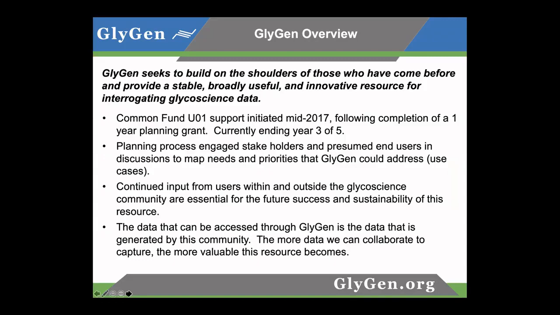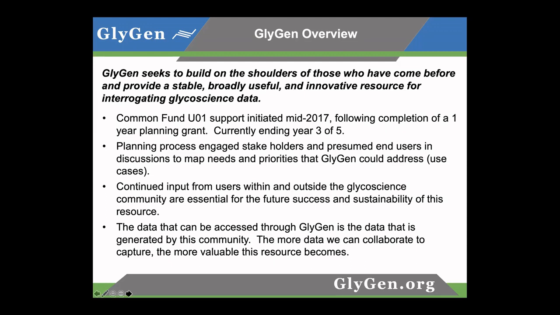We're currently ending the third year of 5 of our initial round of funding. And this first year of planning grant was important. It engaged stakeholders and people that we presumed would use GlyGen to ask them what they thought the resource could be. What are the needs and priorities that this resource could address? So-called use cases. How would you use this resource if it was in place?